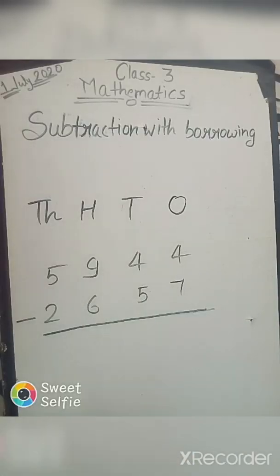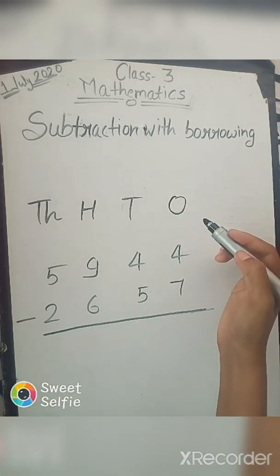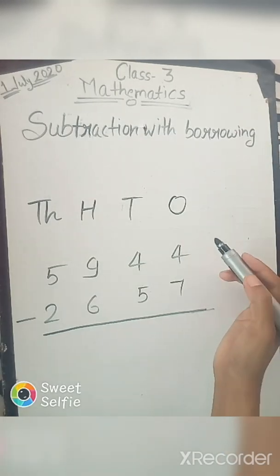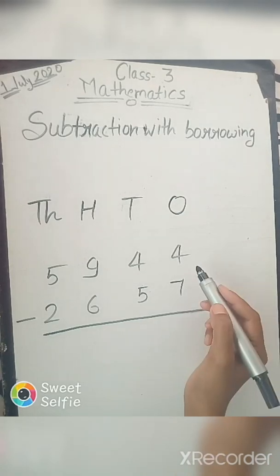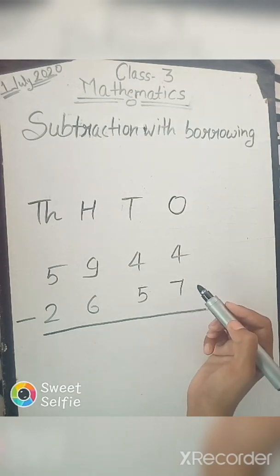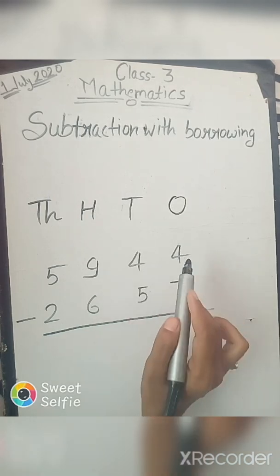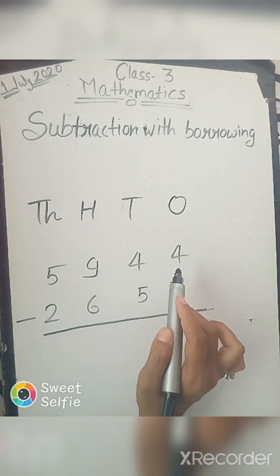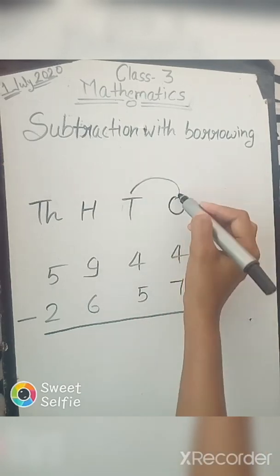Subtraction with borrowing. We will start to subtract from right to left. From the right, firstly we will subtract the ones place number. At the ones place, we have to subtract 7 ones from 4 ones, and we know we cannot subtract 7 ones from 4 ones. So what will we do? We will borrow from tens. So tens will give 1 ten to ones.